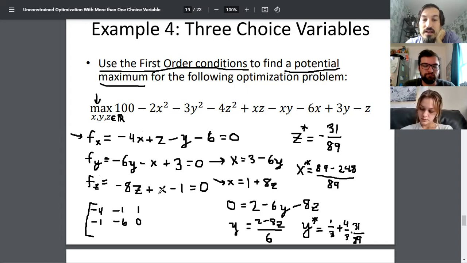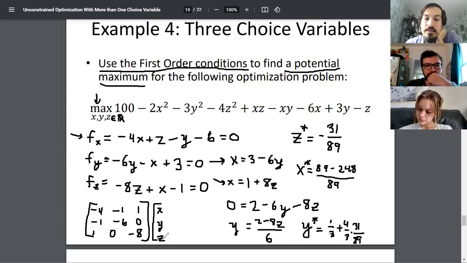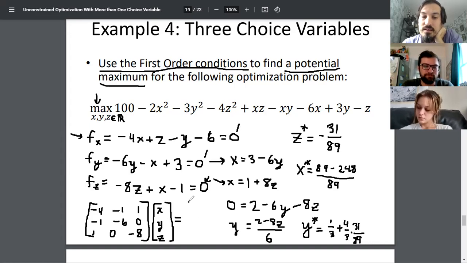Okay, and now f of z for x is 1. For y is 0 because there's no y's. For z is -8. This is a matrix of the coefficients of this system of first order conditions. I would multiply that by x, y, and z. And I would get not a bunch of zeros. I can't just say this equals a bunch of zeros. Don't get fooled by these zeros here. There's a 0 there and there and there. Those aren't actually the correct elements of this final matrix.